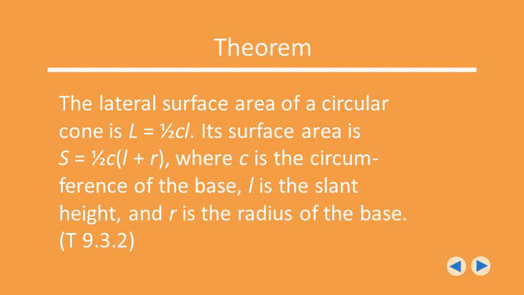So this leads us to our theorem. The lateral surface area of a circular cone is L equals 1/2 circumference times slant height. And its surface area, the total, is S equals 1/2 the circumference, parentheses, slant height plus radius, close parentheses, where C is the circumference of the base, L is the slant height, and R is the radius of the base. So please pause here and read through this several times.